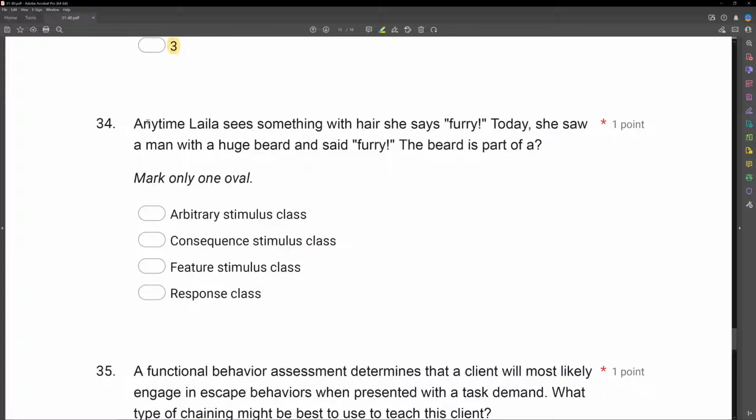Okay. We know anytime Layla sees something with hair, she says furry. The beard has hair, leading Layla to say furry. So the beard, a stimulus, evokes the response of furry, just like all these other stimuli with hair. So when we have stimuli with similar characteristics evoking the same behavior, what do we call that? A, an arbitrary stimulus class.